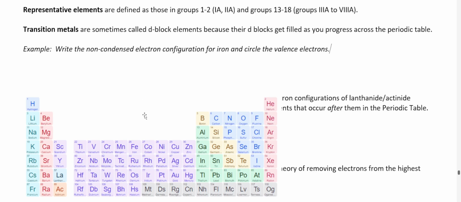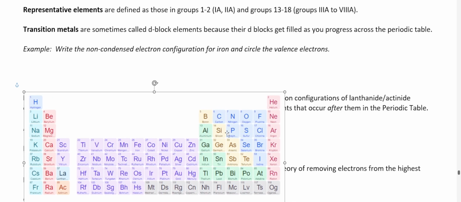So let's do an electron configuration for iron, and then let's circle the valence electrons. So here is my periodic table right here, I've got it in front of the text over here. I find iron. Iron has 26 protons, so 26 for its atomic number. And then again, I'm just going to use the periodic table here to figure out iron's electron configuration.